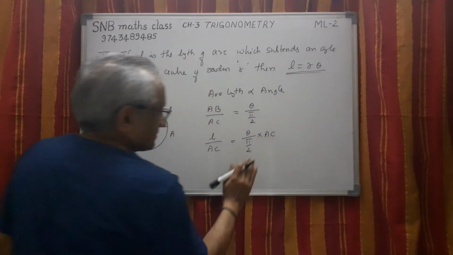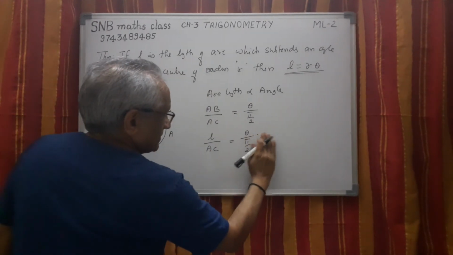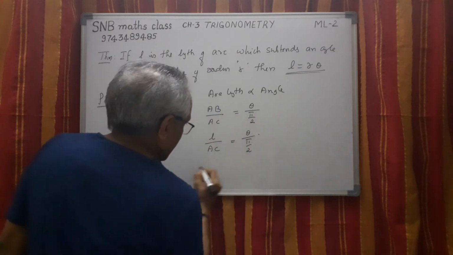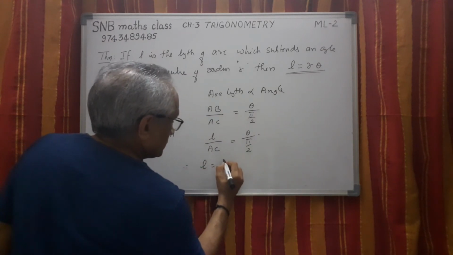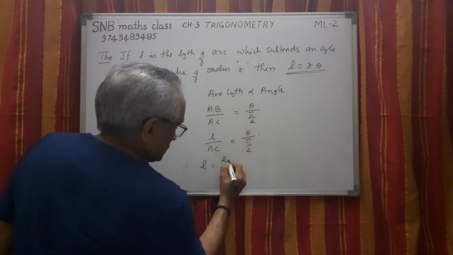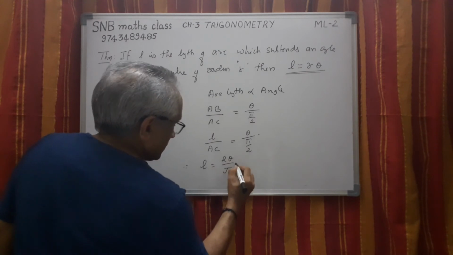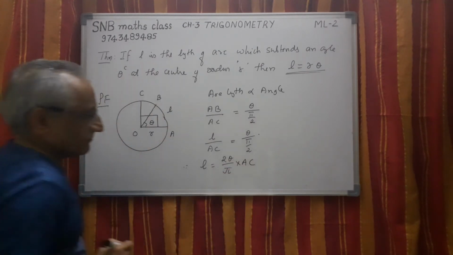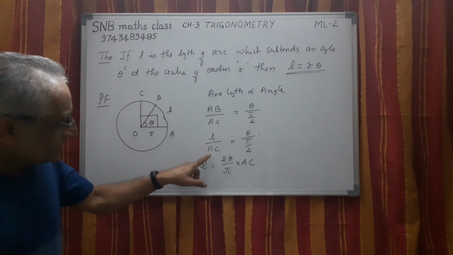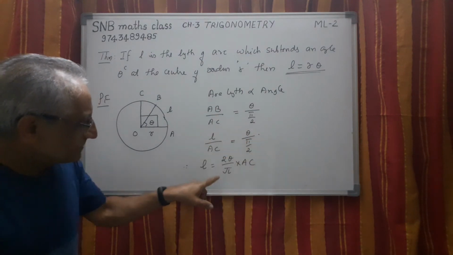Sorry, I made a mistake. So AC. Therefore, I have to write this. Therefore, I have to say L equal to 2 theta by pi into AC. One step. L equal. So here AC should be taken here. 2 theta by pi. This is L.